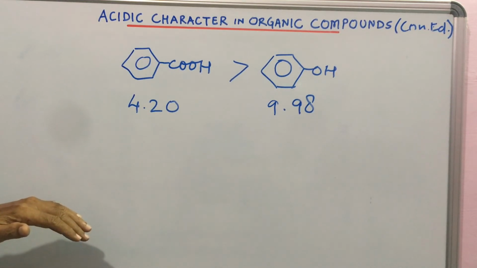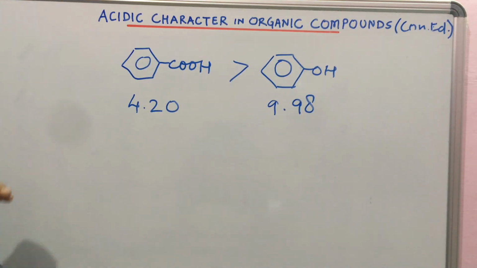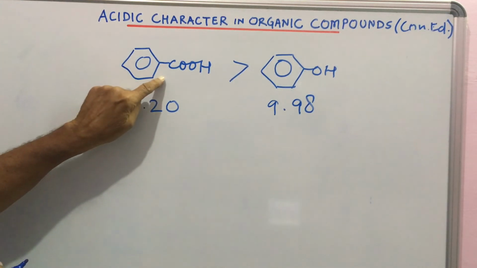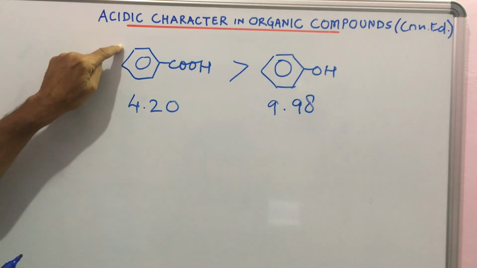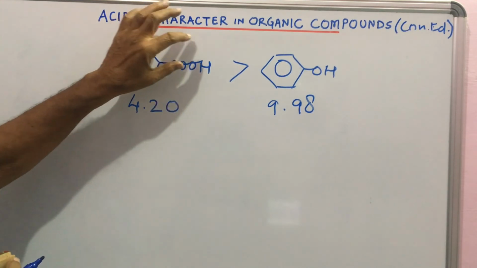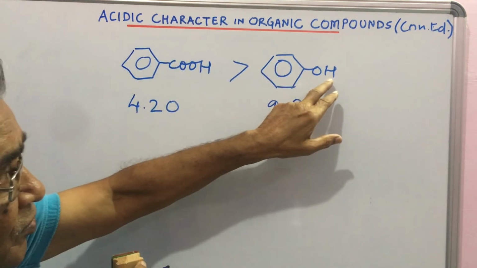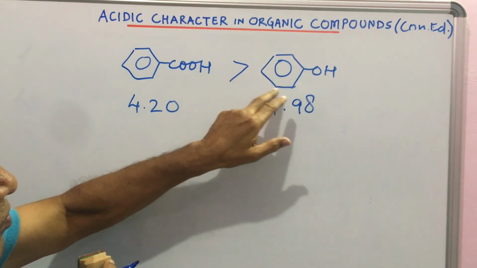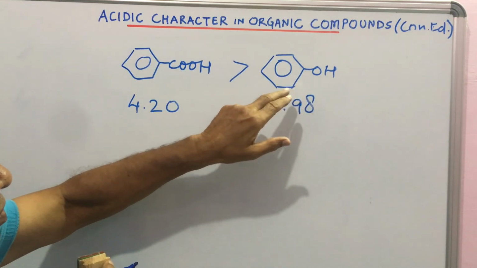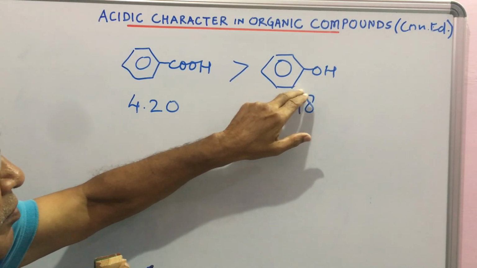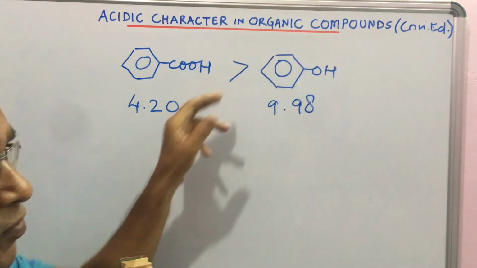In the next lecture, we will see the effect of groups attached on the ring on the acidic strength of the acid, or in this case, if the groups are present here, what effect they will have on the acidic strength of phenol.